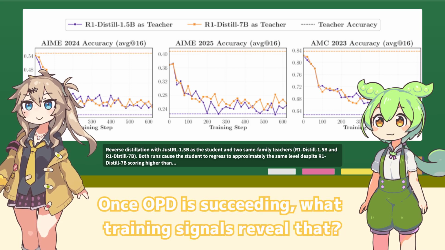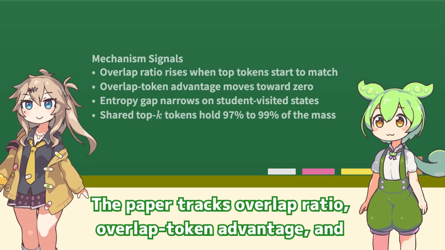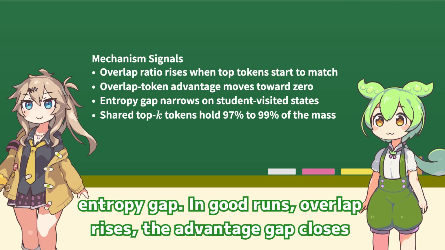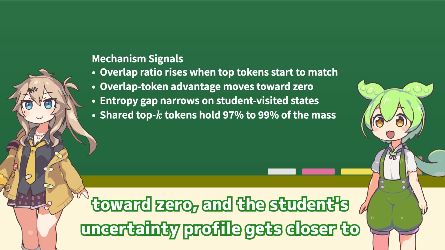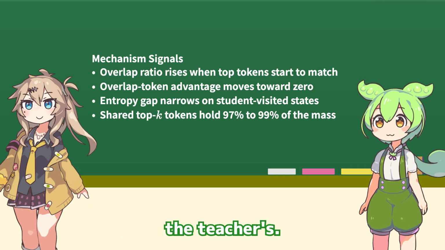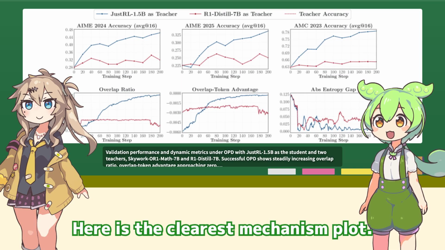Once OPD is succeeding, what training signals reveal that? The paper tracks overlap ratio, overlap token advantage, and entropy gap. In good runs, overlap rises, the advantage gap closes towards 0, and the student's uncertainty profile gets closer to the teacher's. Here is the clearest mechanism plot.